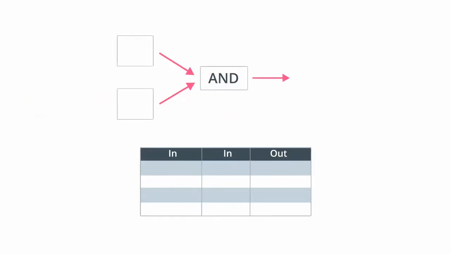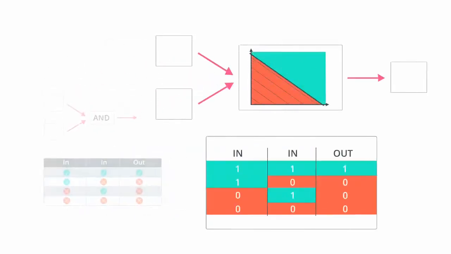So in the AND operator, if we input a yes and a yes, we get a yes. If we input a yes and a no, we get a no. If we input a no and a yes, we get a no. And finally, if we input a no and a no, we get a no. Now we can think of a yes as a 1 and a no as a 0. In that case, our table turns into this other one.